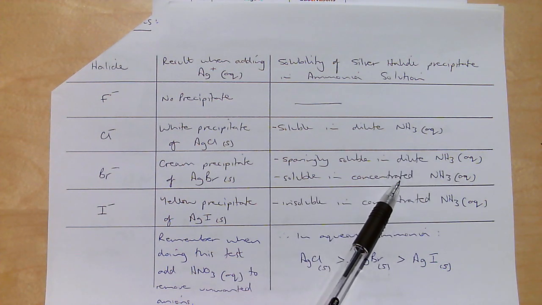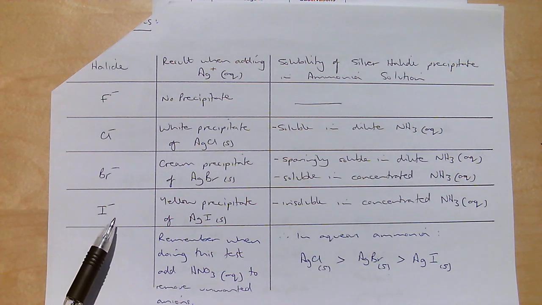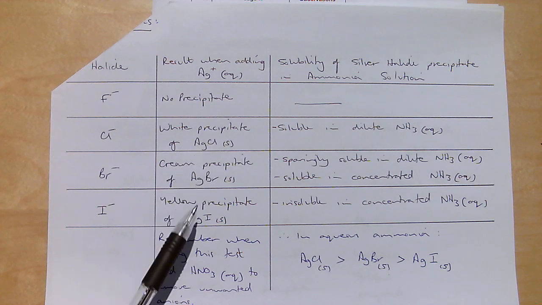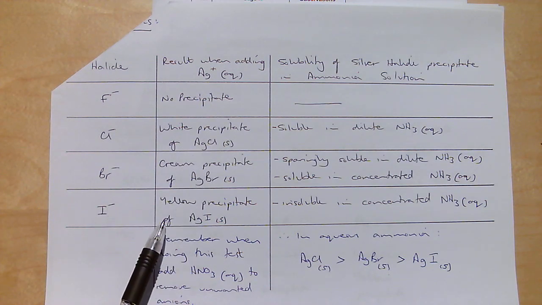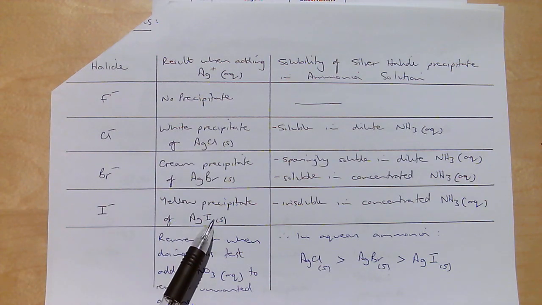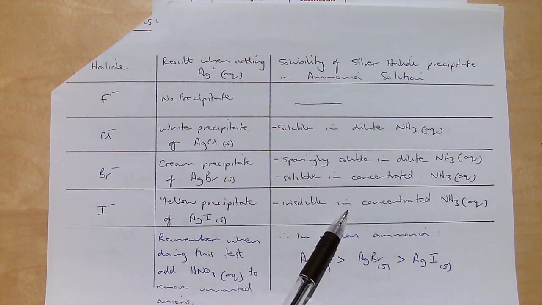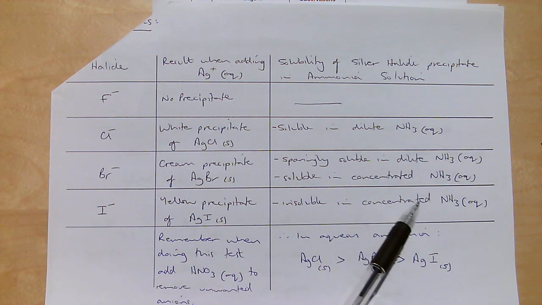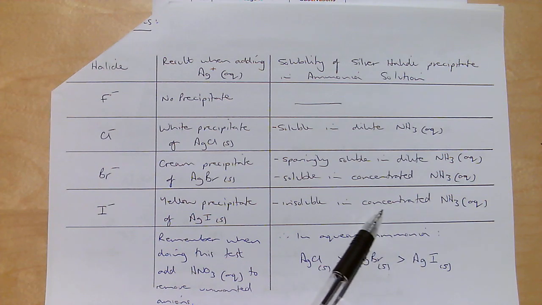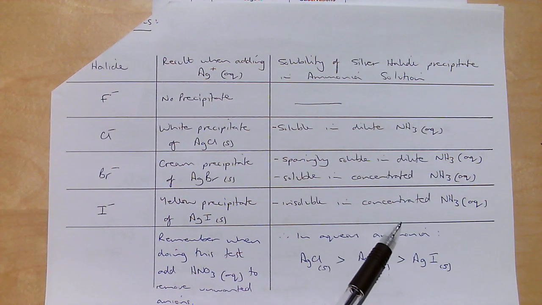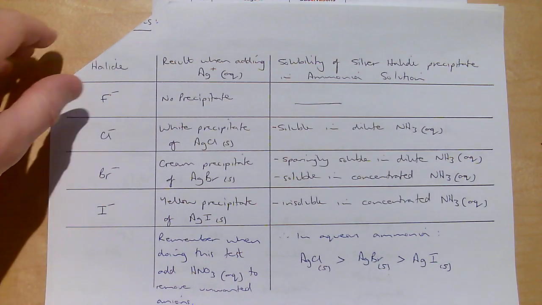So these words, dilute and concentrated, are very relevant at this stage. If I have a reaction between silver ions and iodide ions, I get a yellow precipitate of silver iodide. And silver iodide is insoluble in concentrated ammonia, but again, concentrated ammonia, that's the key. It's insoluble in concentrated ammonia. So there we are.